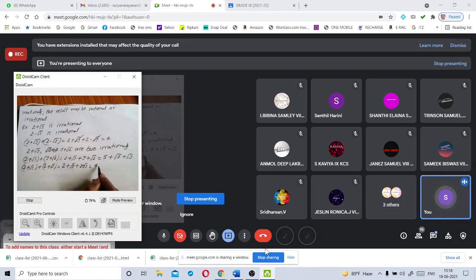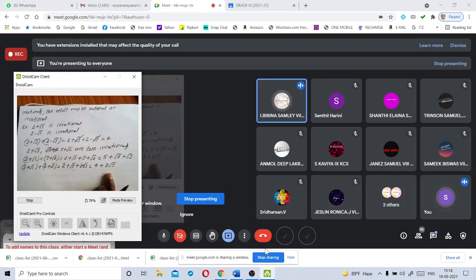2 plus 2, what will you get? 4. Root 3 plus root 3. Just like in algebra, x plus x, what will you write? 2x. Yes, sir. 2 root 3. So imagine root 3 as x in your mind. So root 3 plus root 3, you get 2 root 3. That's all. Understood this point, my dear Bibina? Yes, sir. So this is also an irrational number.